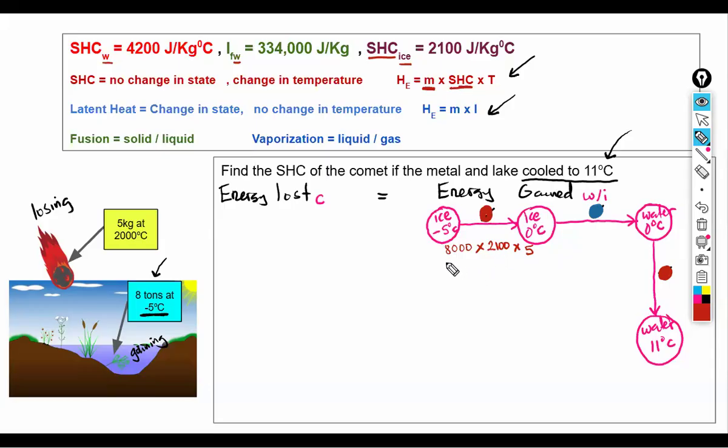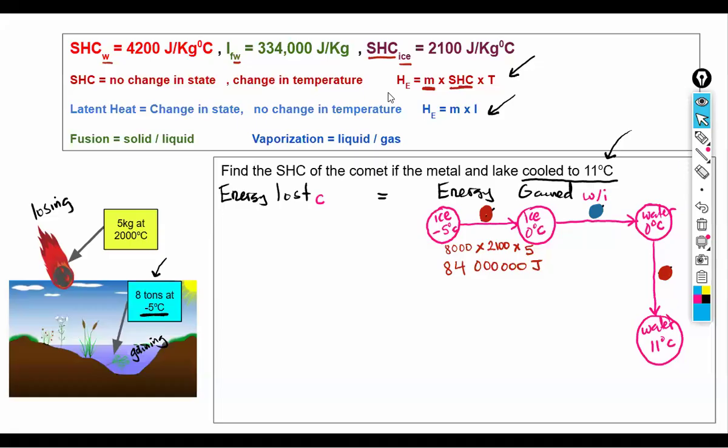A huge value. It's 84 with six zeros. How many people have gotten up to there correctly? If you're seeing 84 million, that means you're on the right track. I'm not rushing you. Go ahead.